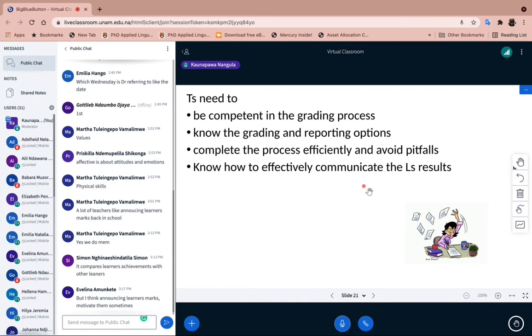Then again, to determine if it's a good idea to announce the results in the classroom, you can do a survey in your class to find out from the learners. Do they think it's a good idea to announce their marks, or to keep it a secret? Then you see the votes, and you decide from that, not just by what you feel and think, but also by what the learners think. That could be another idea for how to best communicate their results.